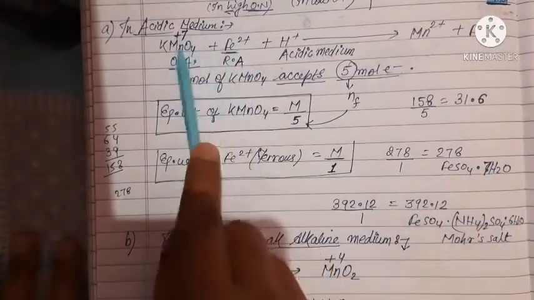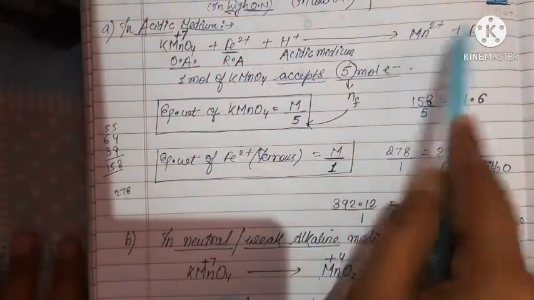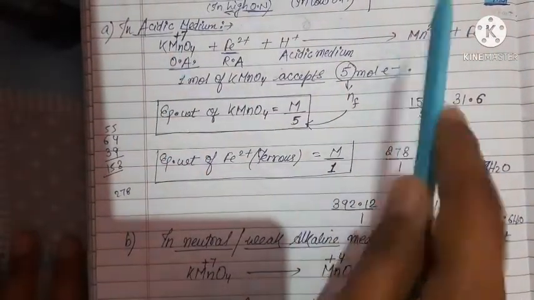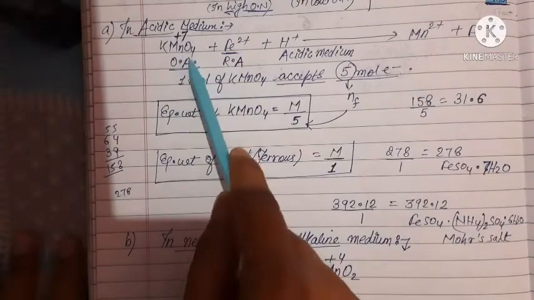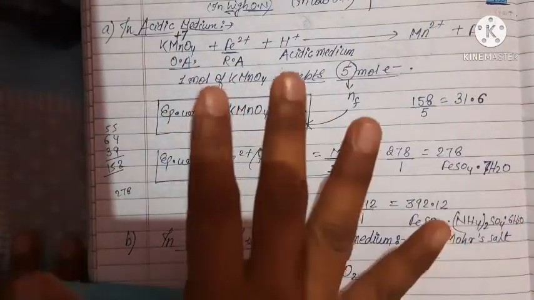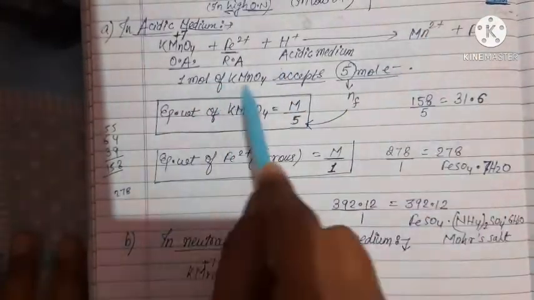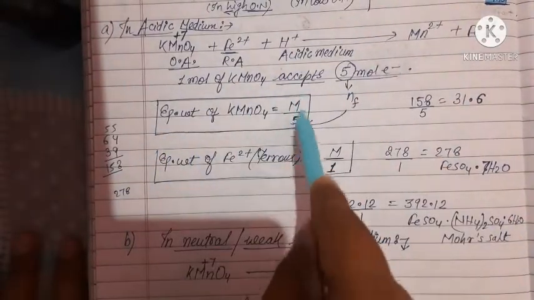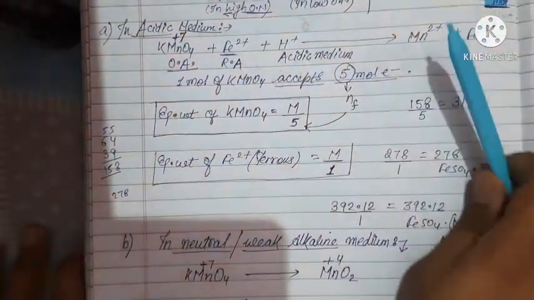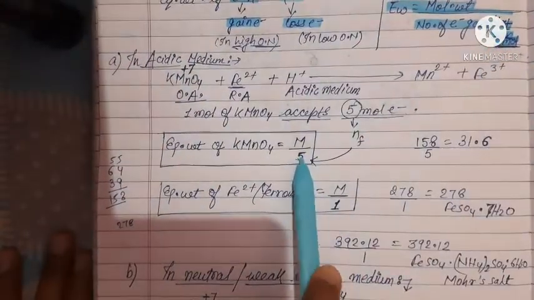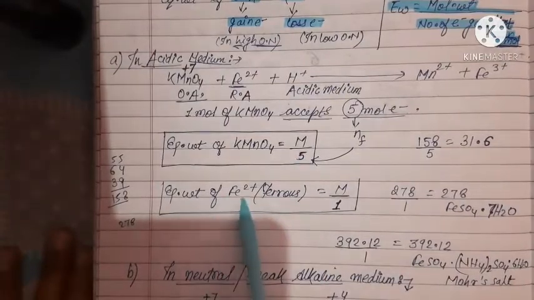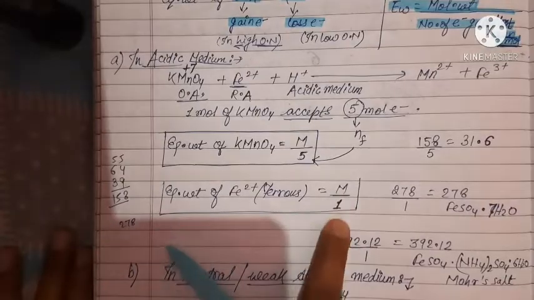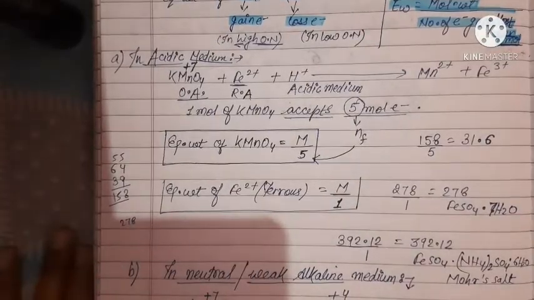In acidic medium, KMnO4 plus Fe2+ plus H+ gives Mn2+ plus Fe3+. Here Mn goes from +7 to +2. So how many electrons are gained? 5 electrons are gained in this reaction. 1 mole of KMnO4 accepts 5 moles of electrons. So the equivalent weight of KMnO4 equals the molecular weight of KMnO4 divided by the number of electrons gained, so 5. Now the equivalent weight of Fe. Fe goes from +2 to +3, so it loses 1 electron. So the molecular weight divided by 1 is the equivalent weight of Fe2+.